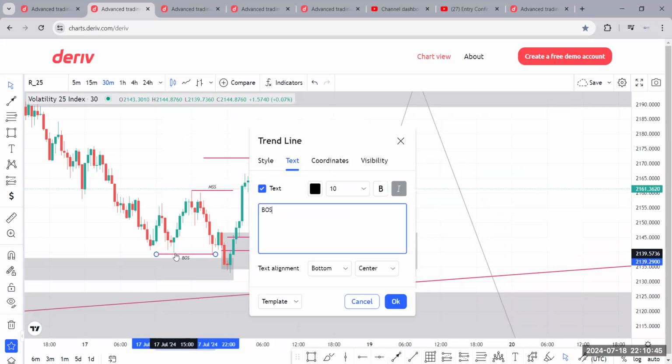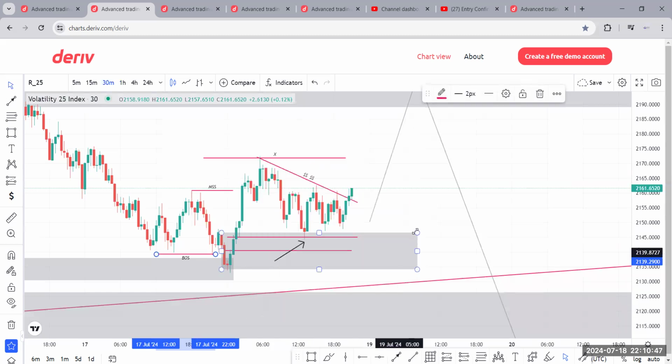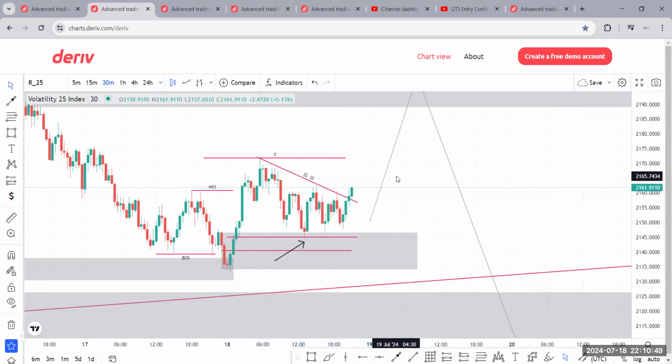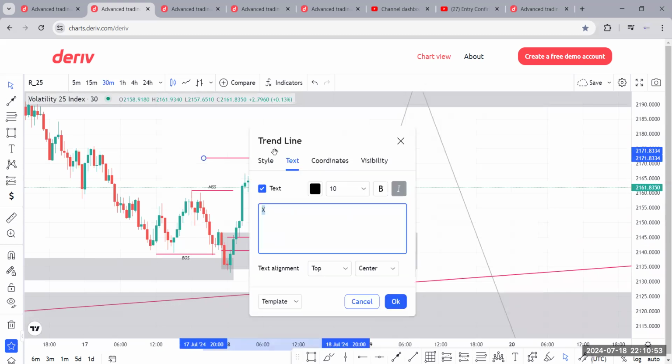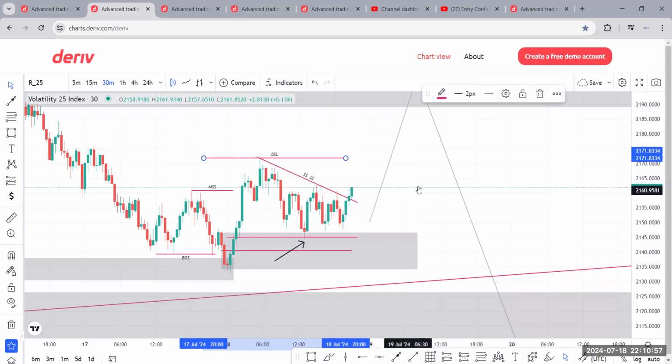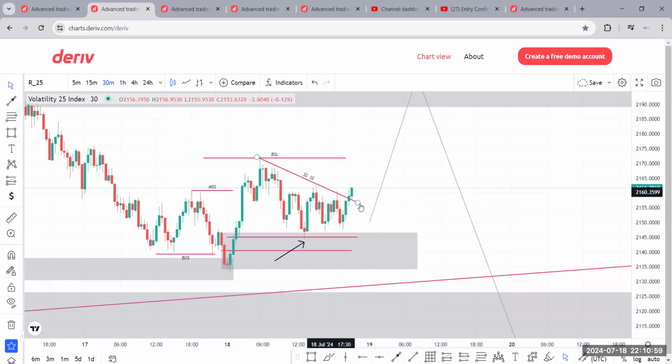And we have, this was a break of structure. But right after that, we had a market structure shift, a market that engineered liquidity here. And then we have buy side liquidity here at the top also. And price is pushing out of the zone.